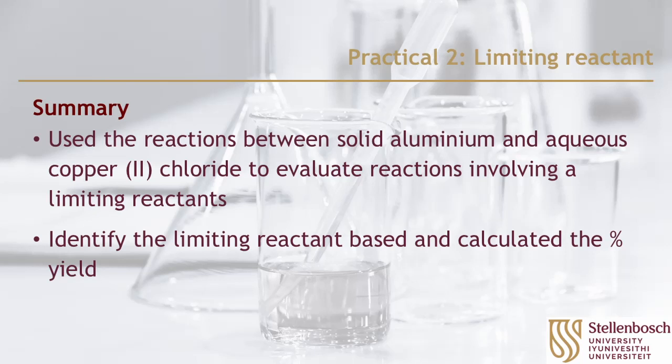In summary, you use these reactions to identify the limiting reactants, and then you use the limiting reactant to calculate the percentage yield.